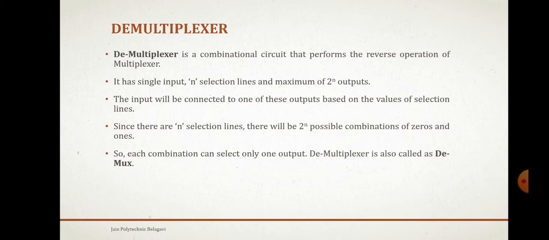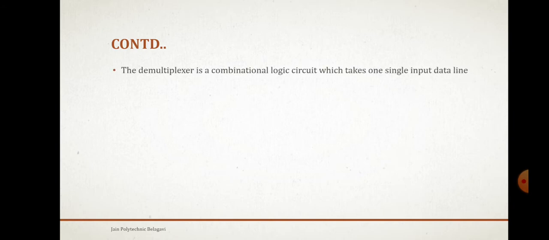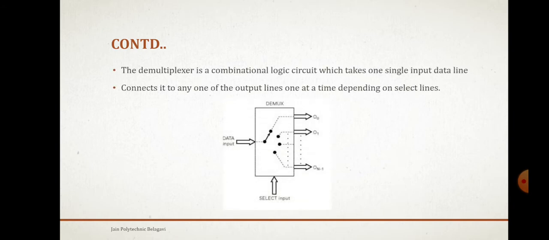Since there are n selection lines, there will be 2 raised to n possible combinations of zeros and ones. So each combination can select only one output. A demultiplexer is also called a demux. You can observe the demultiplexer circuit also. A demultiplexer is a combinational logic circuit which takes one single input data line and connects it to any one of the output lines at a time, depending on the select lines. So depending on the select lines, it is going to pass the outputs.